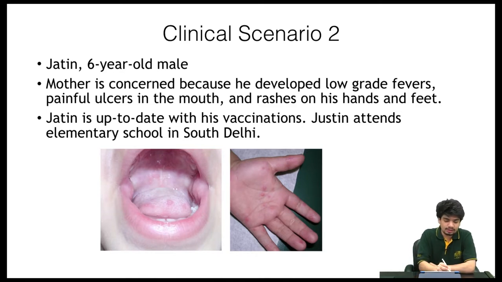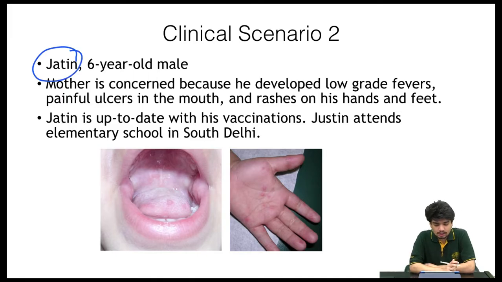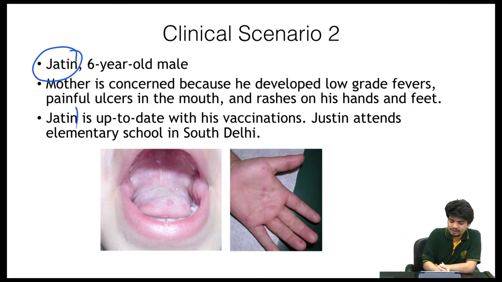This time there's a child called Jatin. He comes to you and he has fever and a rash and sort of painful ulcers present in the mouth, hand and feet. The diagnosis becomes very clear by itself right now. What's more important is that he's up to date with his vaccination.